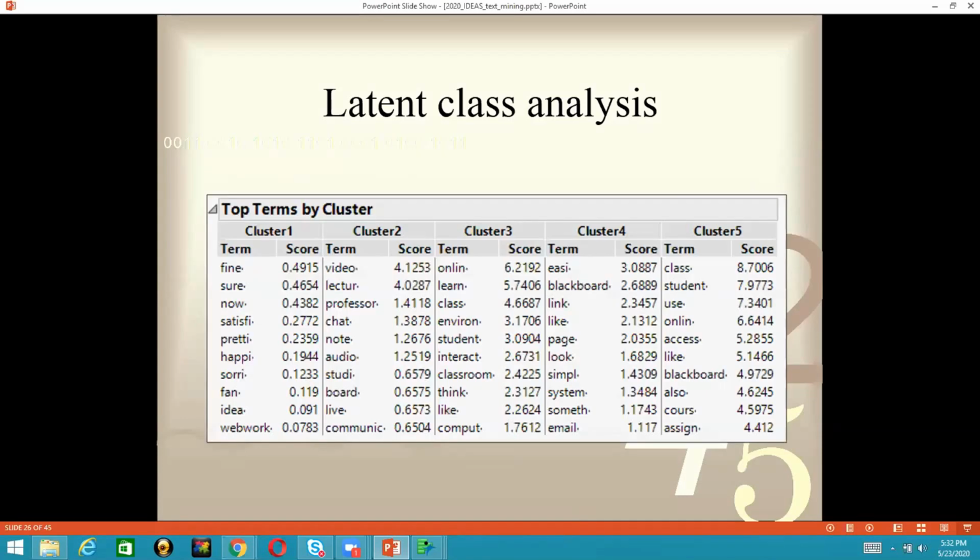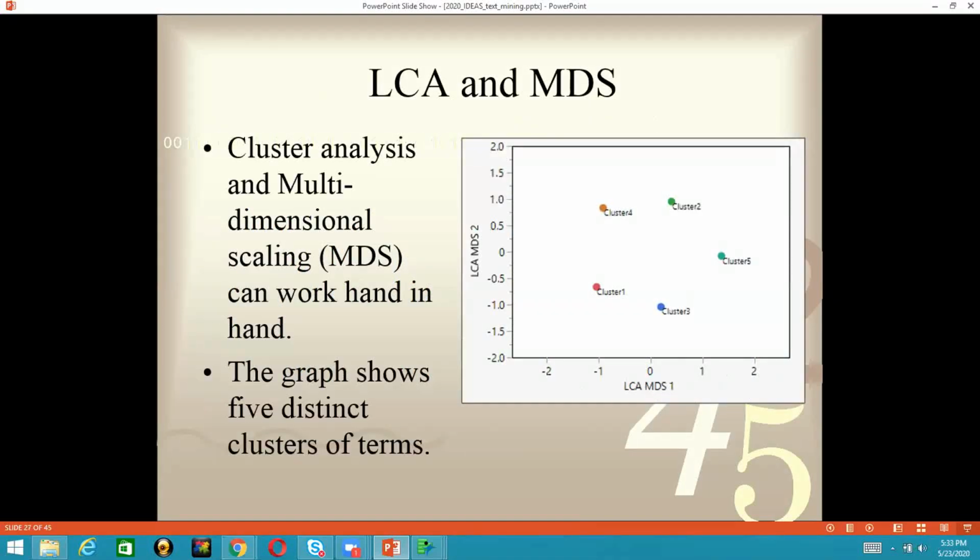Now I have the top terms, and the system suggests I can choose how many clusters, how many groups. Now I try 5. You can choose 3 or 4 or 6, but the point is that it should be something I can manage, not 10 or 15. Now I have 5 clusters extracted from cluster analysis from LCA.